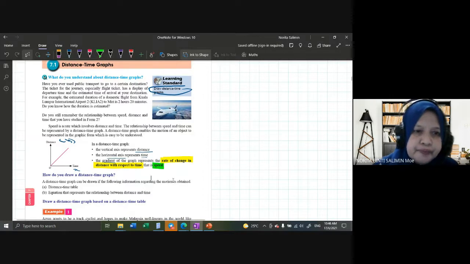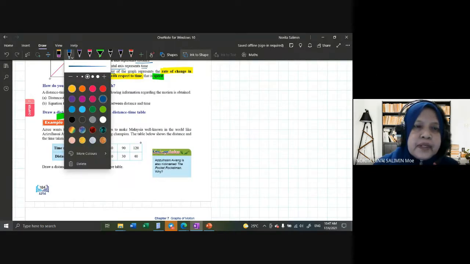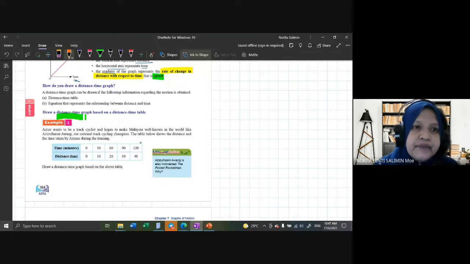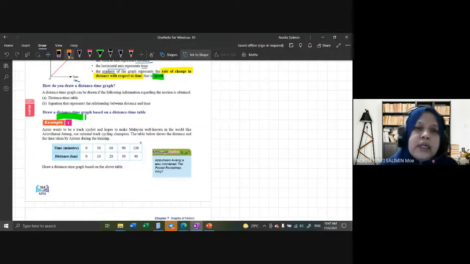Okay, look here. How do we draw a distance-time graph? Same as before, we learned about linear equations. When we want to draw a straight line, we only need 2 coordinates, 2 points. That means we start at 0, and then this is 30 and 20.